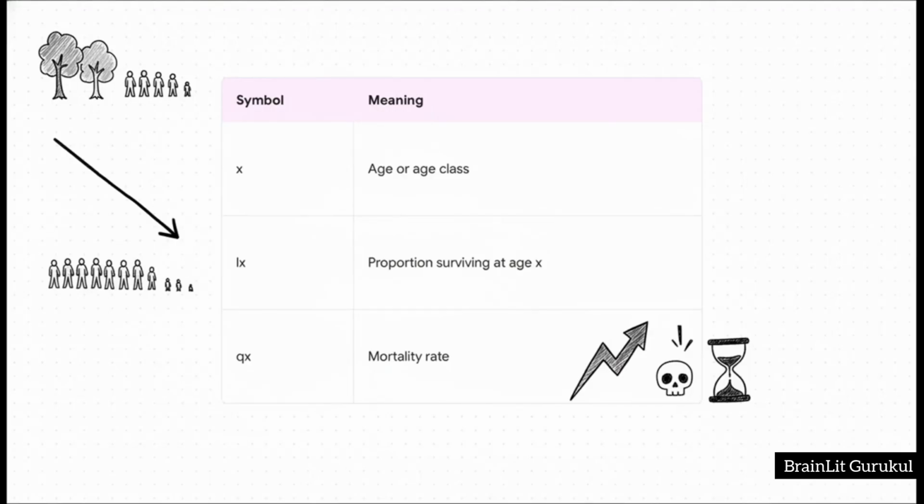Let's quickly break down what we're looking at. X is just the age group we're talking about. The column you really want to pay attention to is lx. That's the one that tells us what fraction of the original group is still alive at that age. And here's a super important rule: lx can only go down. It never goes up. And finally, hx is the mortality rate, basically the flip side of survival.